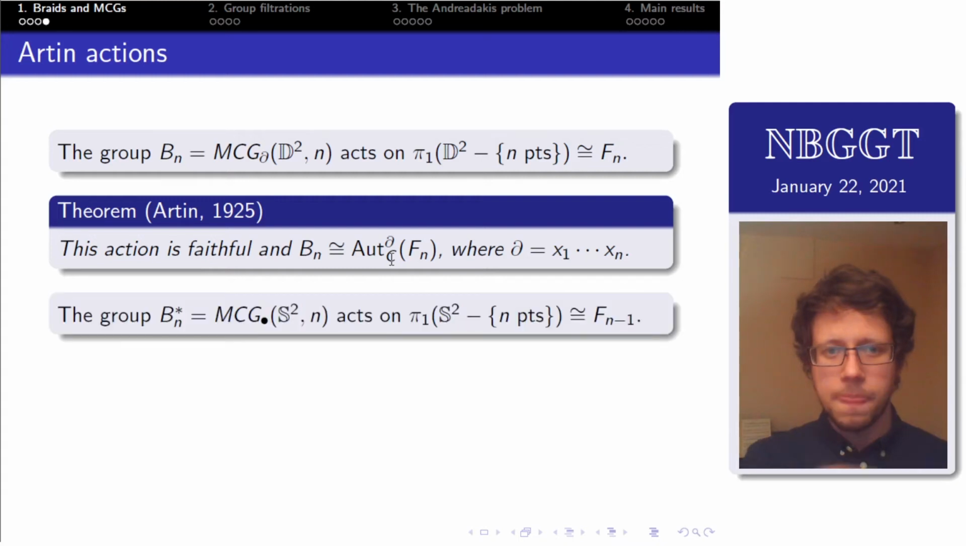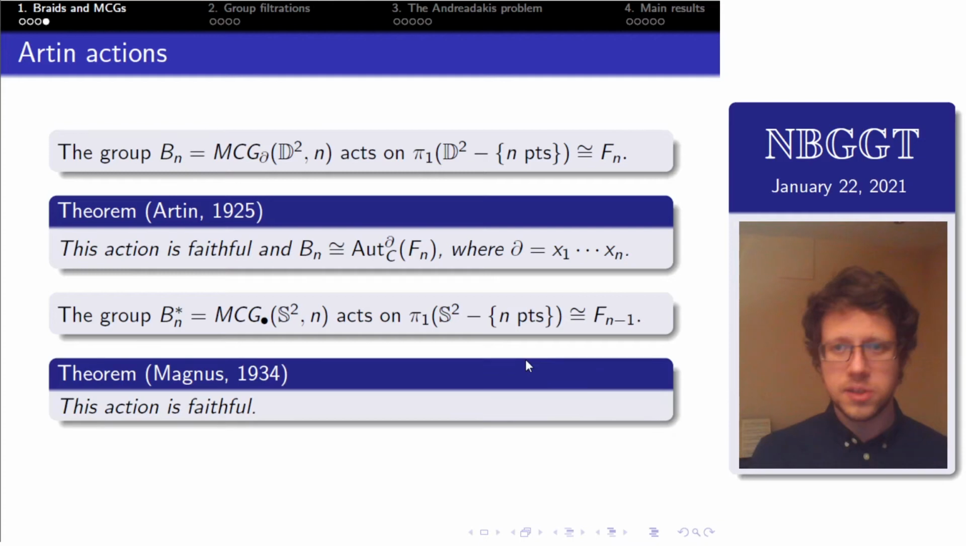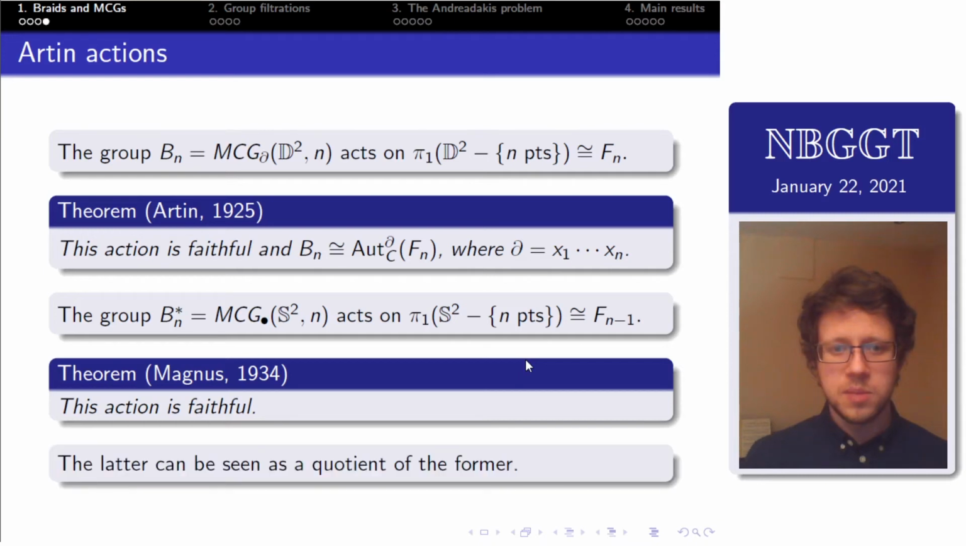So we have a similar situation for Bn star, which is this mapping class group here of the sphere. It acts on this fundamental group, as I said before. And so there is another classical theorem, by Magnus this time, saying that this action is also faithful. And also we know the image, but I will get back to this later. This is because this second action can be seen as a quotient of the first one.